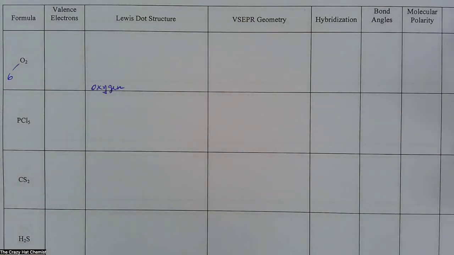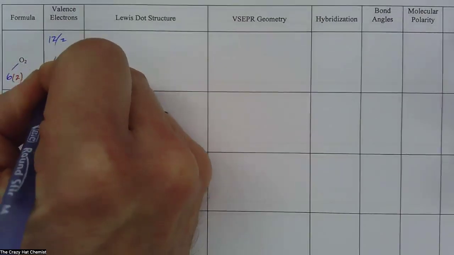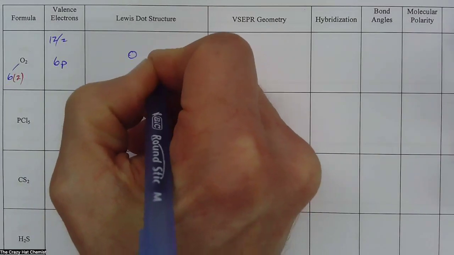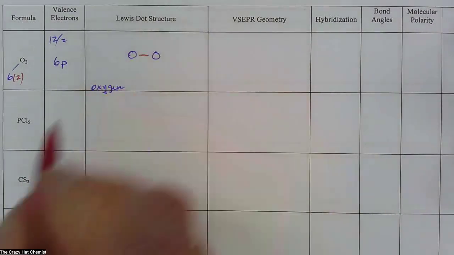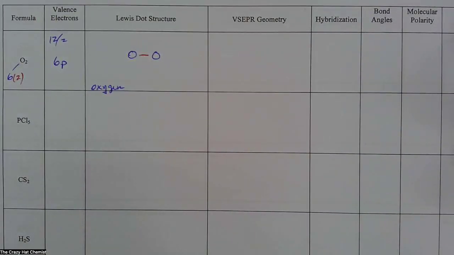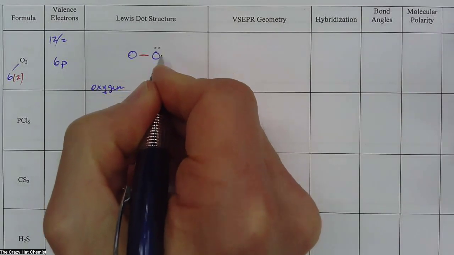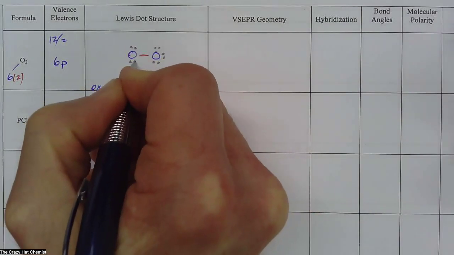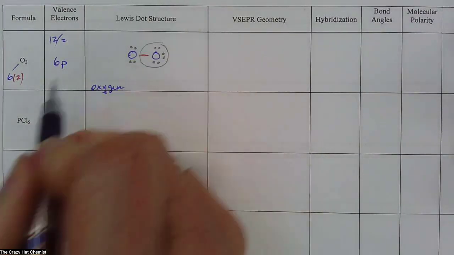Oxygen has 6 valence electrons, of which there are 2. That's a total of 12. Divide that by 2, and I get 6 pairs. So here we go. That's an oxygen and an oxygen. First rule, placing electrons: bonding pair of electrons, and then I am going to do 1, 2, 3, 4, 5, and 6. Well, this oxygen here clearly has 8.